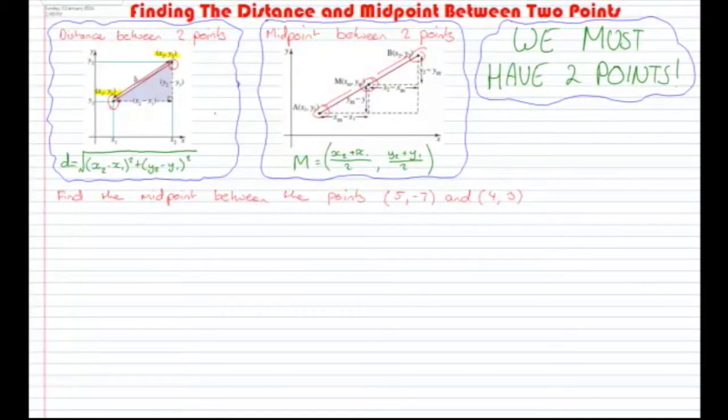Right, so now it's time to look for the midpoint between 2 points. Now this question says find the midpoint between the points 5, -7 and 4, 3. So because we're looking for the midpoint, we're going to write out the appropriate formula, which you can see that I'm highlighting here now. Right, so let's go through and do that. M is equal to bracket x2 plus x1 over 2, comma, y2 plus y1 over 2.